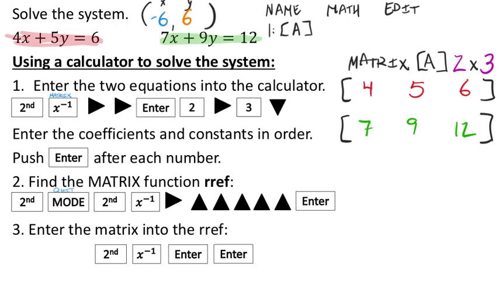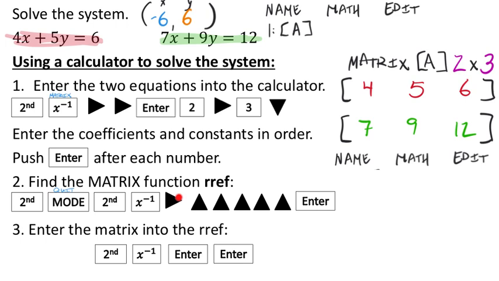But I'm going to go back into the matrix function, and I'm going to look for RREF. So I'm going to push second x to the power of 1. Again, that's going to access the matrix function. And now I'm back at this stuff right here, right? So I got name, math, and edit. Okay, so this is what I'm seeing at the top. I've got to go to math. So I'm going to push over to the right one, and then it's going to highlight math. Now I've got to look for reduced row echelon form, RREF.